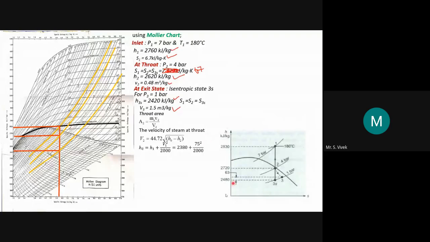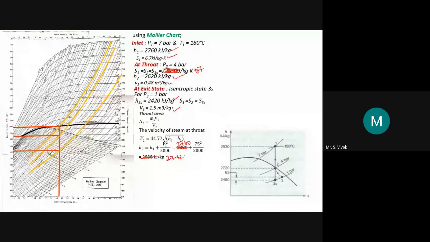Kindly adjust with me. There is a typo here. Actually, it must be 2830. But there was a typo. Here the value is 2760. Right? H1 is equal to 2760. So in that case, what is the H naught value we are getting? 2760 plus 75 square divided by 2000. What is the 62? 2762? 2762. Okay, super. 2762 is the H naught value.